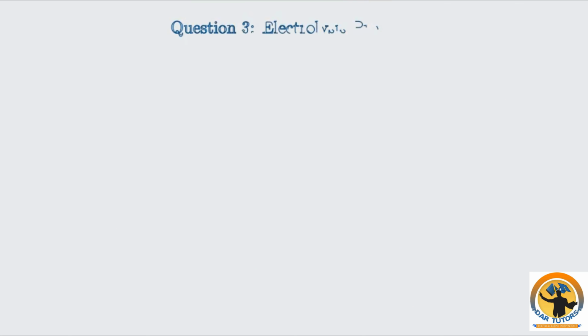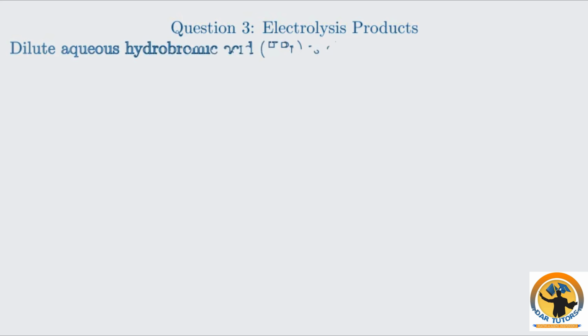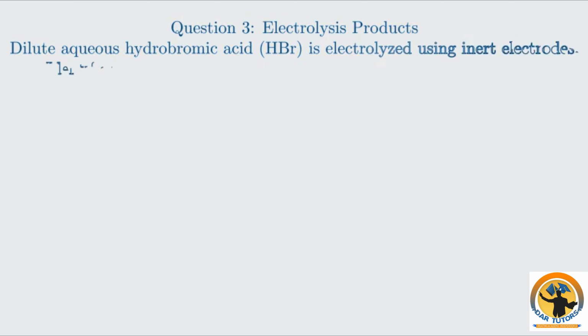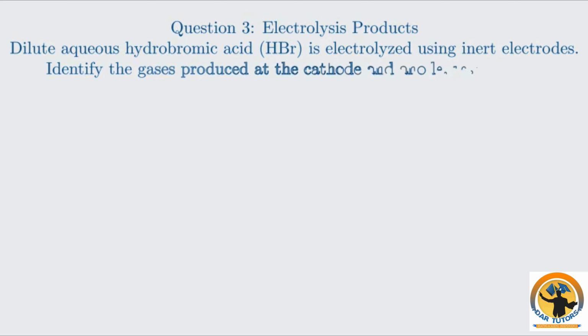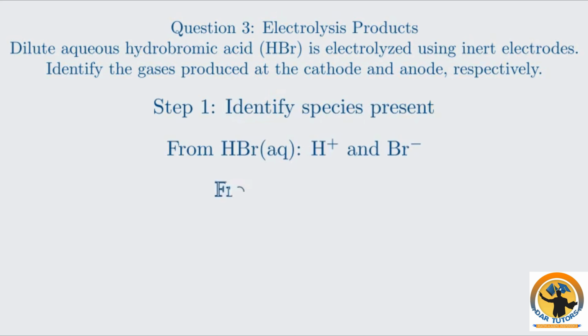Question 3 is about predicting electrolysis products. We need to identify what gases are formed when dilute aqueous hydrobromic acid is electrolyzed using inert electrodes. First, let's identify all the species present in the solution. We have H+ ions from the acid, Br- ions from the acid, and H2O molecules, which are always present in an aqueous solution.